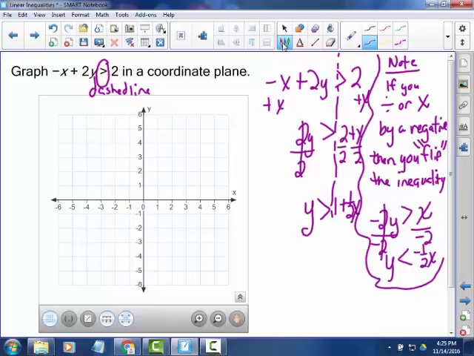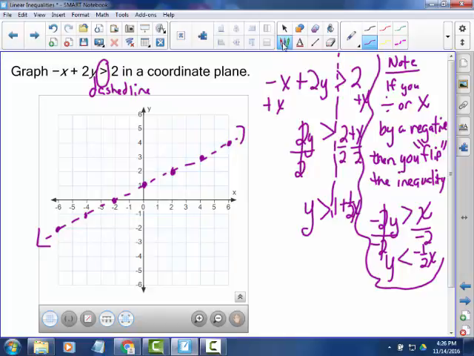So I come over here to my grid, and I begin at 1, and then I have a slope of 1/2. So up 1 to the right 2, up 1 to the right 2, and so on. Or I can go the other direction, down 1 to the left 2, down 1 to the left 2, down 1 to the left 2. Because of this symbol, it is a dashed line, so we're just going to do a dash. Put our arrows on.